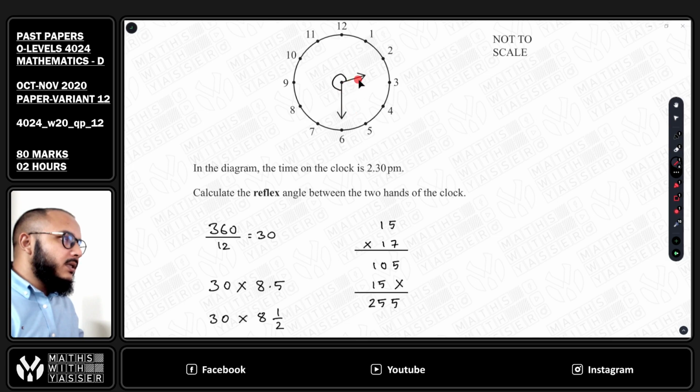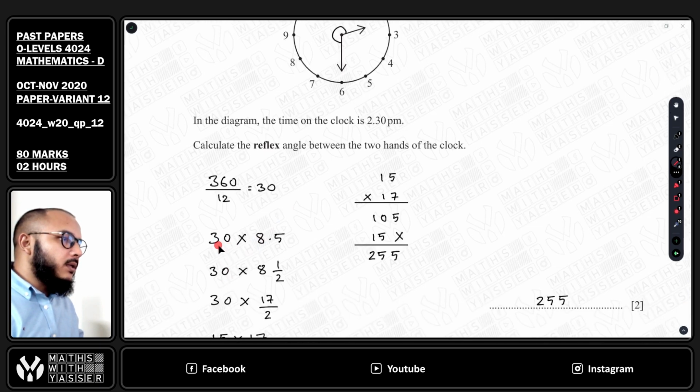And since the clock says 2:30 p.m., we need to understand first how many points we have. Oh, sorry. We need to count from here. So it will be 1, 2, 3, 4, 5, 6, 7, 8. There are 8 points. And since it's 2:30, that means the hour hand went halfway between 2 and 3. Therefore, there will be 8.5 between the two hands.